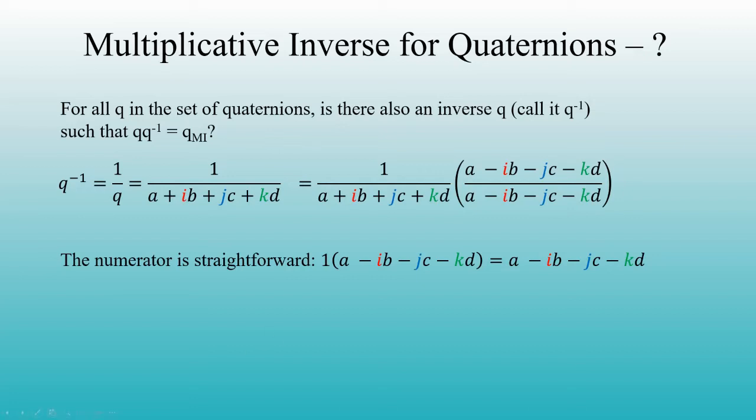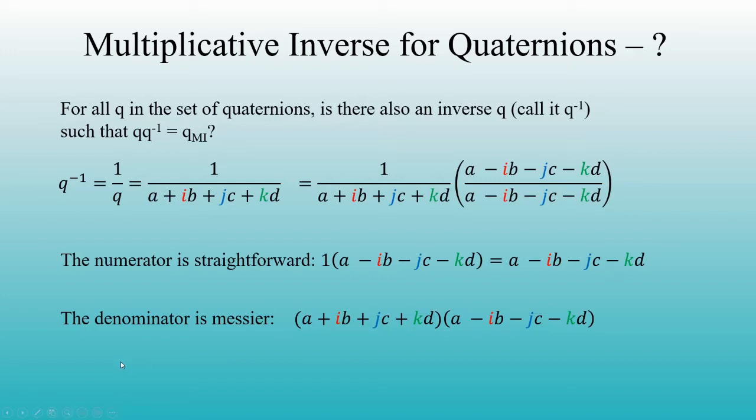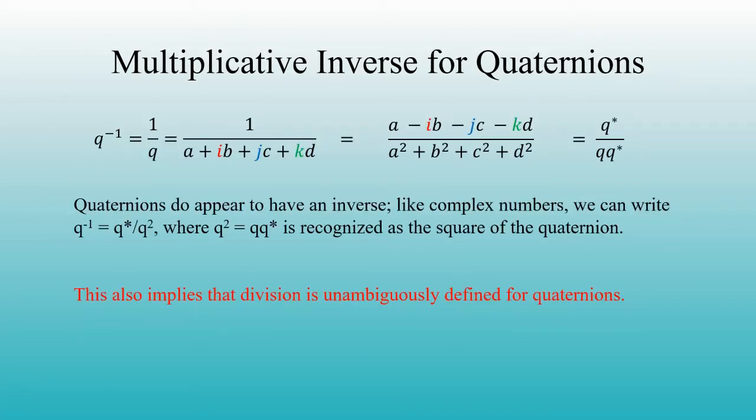The numerator is straightforward to evaluate. The denominator is a bit messier, but it does reduce to a real number if we assume that JI equals minus K and the other anti-cyclic rules of Hamilton apply. I'm going to come back to this in a moment. For now, though, let me just state that because we can express the reciprocal of any quaternion Q as a different quaternion in the set multiplied by a real constant, we may conclude that the inverse property for quaternions is defined under multiplication. This also implies that division is defined for quaternions.